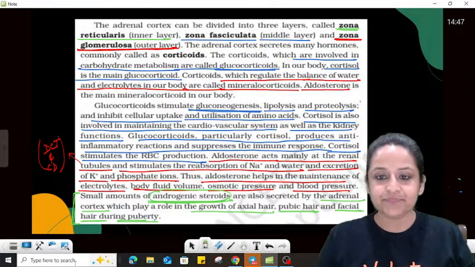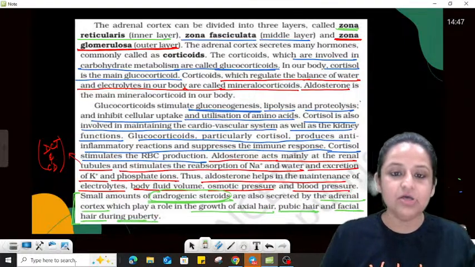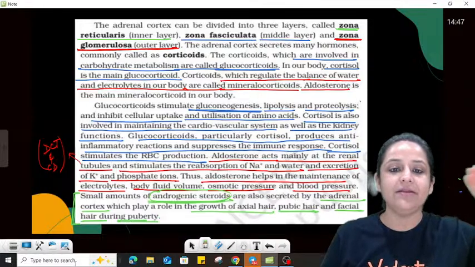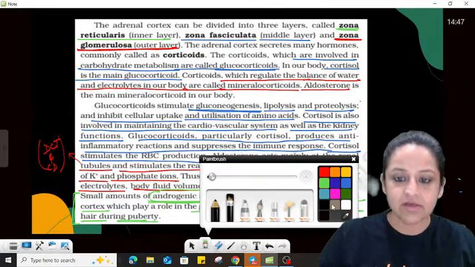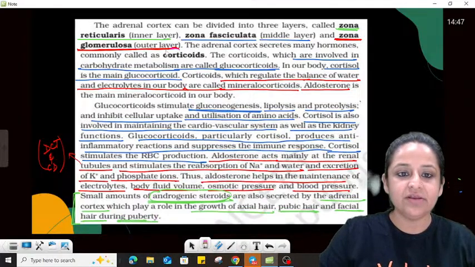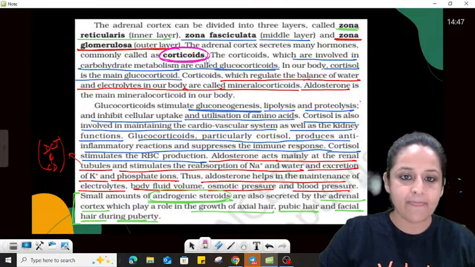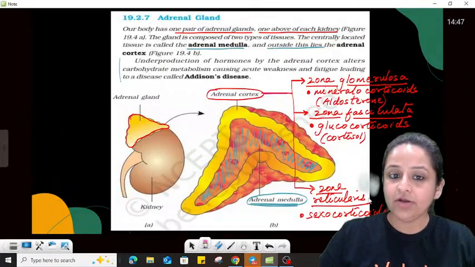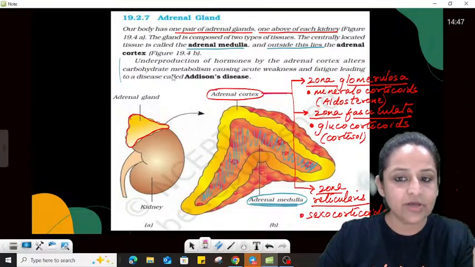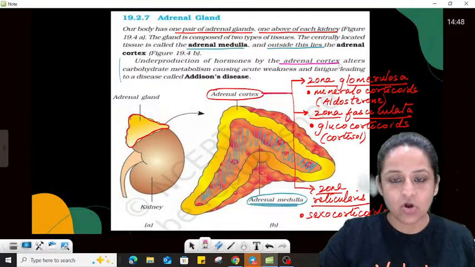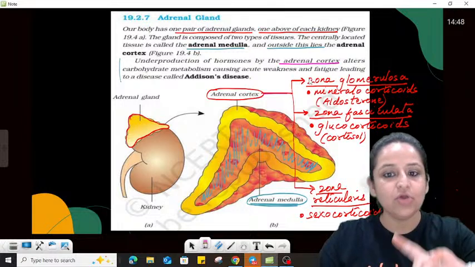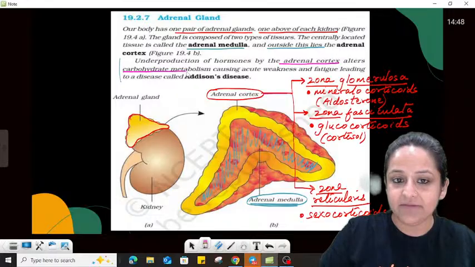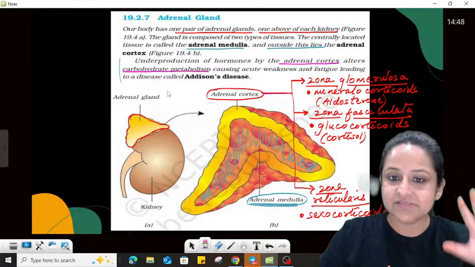I hope these things are clear. So all these three types of hormones produced from the adrenal cortex are in general called corticoids. And in case there is any underproduction of these hormones of the adrenal cortex, especially the mineralocorticoids or glucocorticoids, it alters the carbohydrate metabolism.